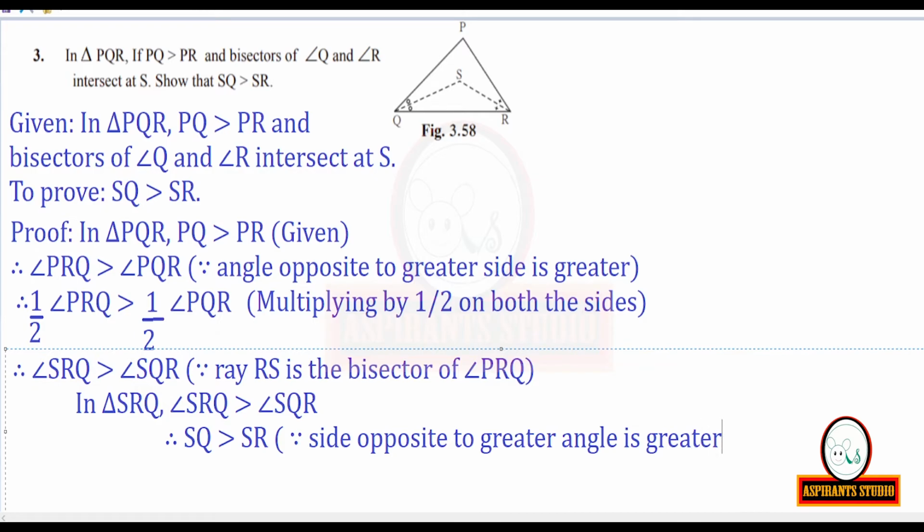You write the reason by the side. Side opposite to greater angle is greater. Hence, we prove that SQ is greater than SR. Now coming to the next problem.